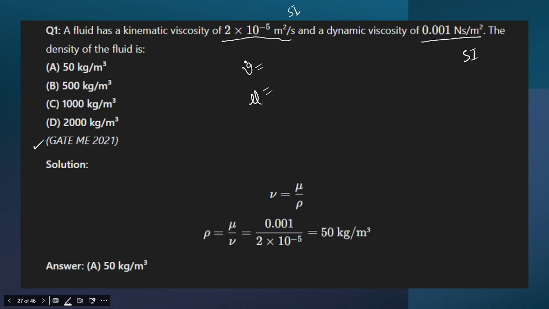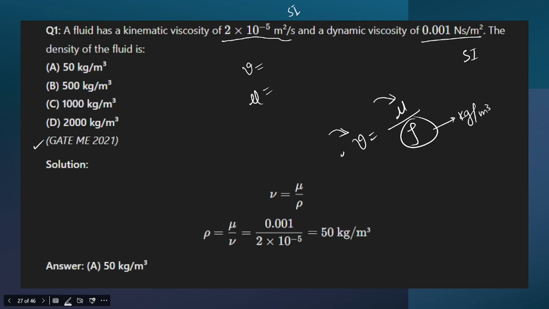So we have already got these two parameters given in our question, the kinematic viscosity and dynamic viscosity. Now you are asked to find the density of the fluid. We know the relation between the kinematic viscosity, dynamic viscosity, and density. The relation is kinematic viscosity nu is equal to dynamic viscosity mu divided by rho. So you can very easily figure out the value for your density, which is rho, and it will have its unit as kg per meter cube.